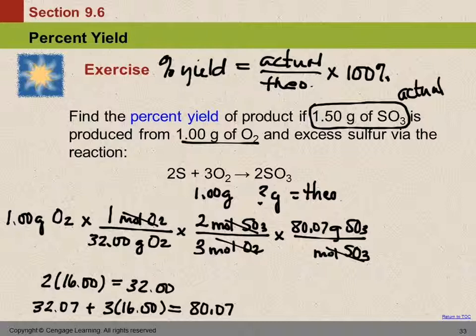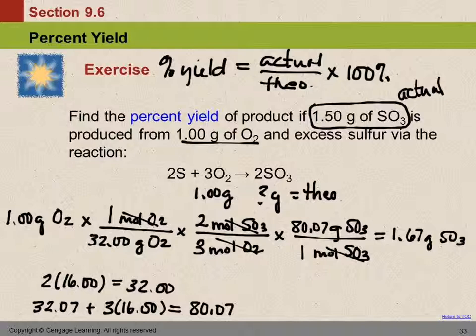So 1 gram times 1 divided by 32 times 2 divided by 3 times 80.07, there's a 1 down there, divided by 1 equals, I'm going to round that off to 3 sig figs, 1.67 grams of SO3. You could keep extra digits there. It's not going to hurt anything because that's not our final answer.